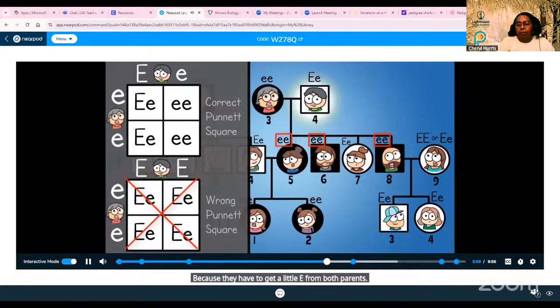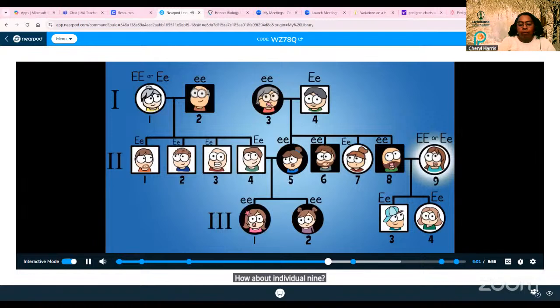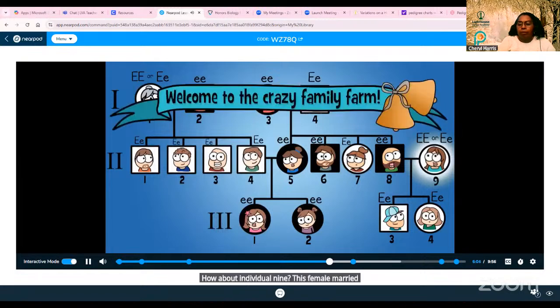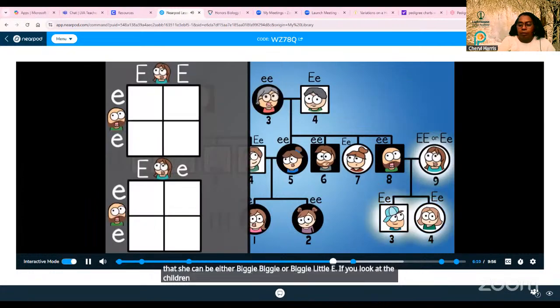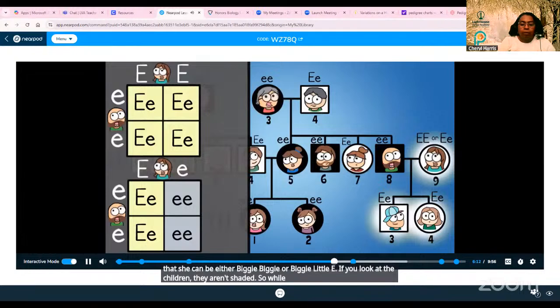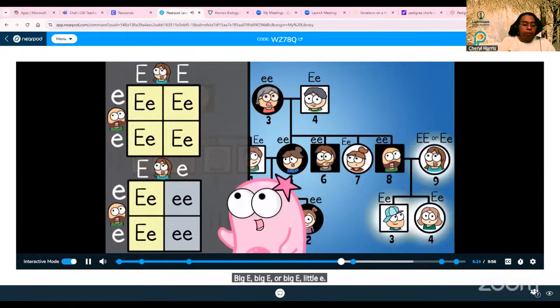How about individual 9? This female married in, but that's not the reason that she can be either big E big E or big E little e. If you look at the children, they aren't shaded. So while they will have to get a little e from number 8, as that's all number 8 can give, the other capital letter can be obtained from number 9 regardless of whether she's big E big E or big E little e. Remember, one option may be more likely, but if it's possible, you need to include both.